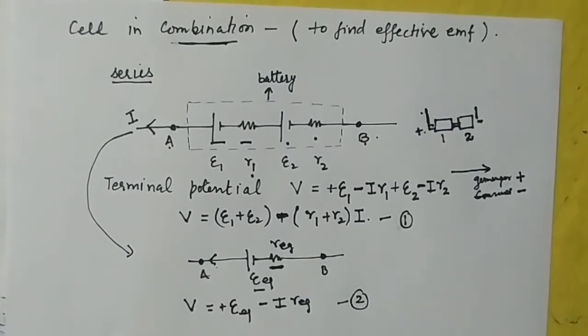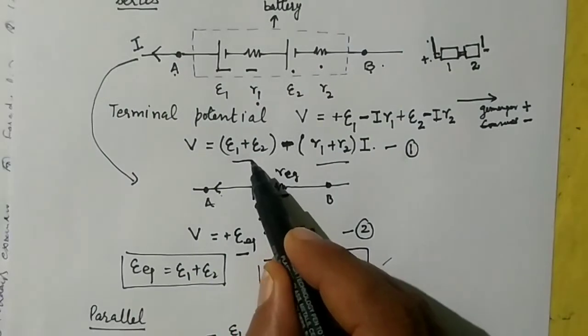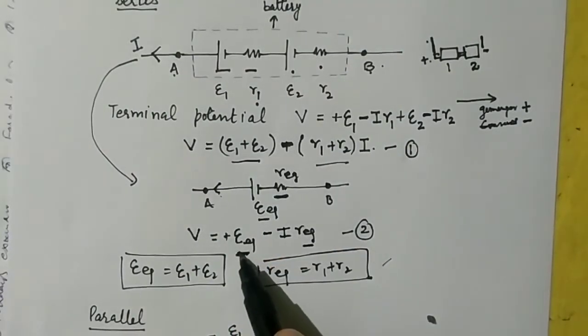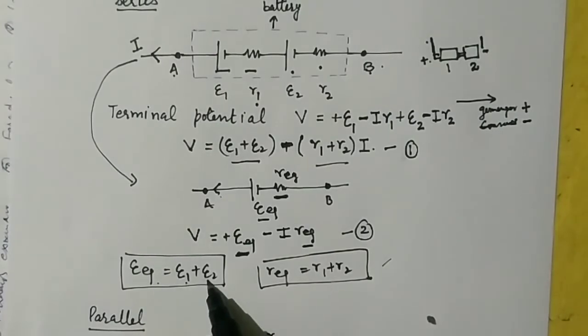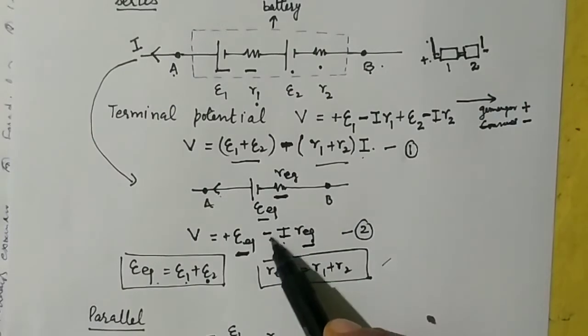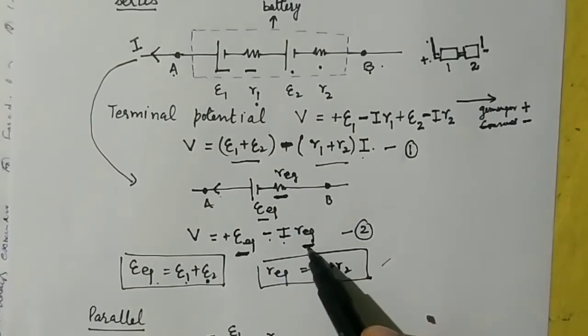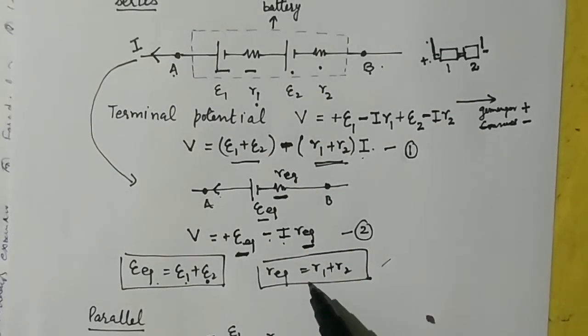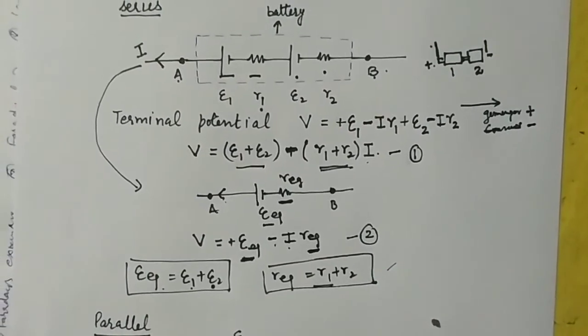If you compare these, from here you can say that E1 plus E2 is equivalent to this one. So E equivalent is equal to E1 plus E2, and since I is the same and the minus sign is also there, R equivalent is equal to R1 plus R2. So this is your equivalent EMF.